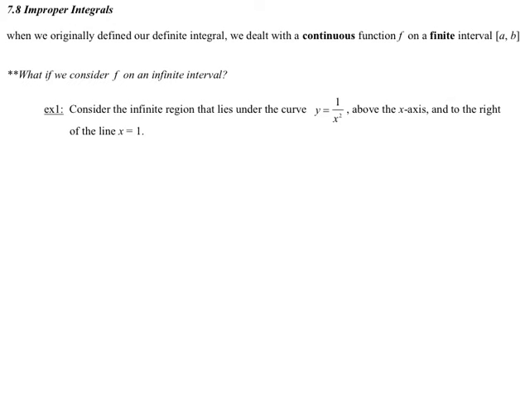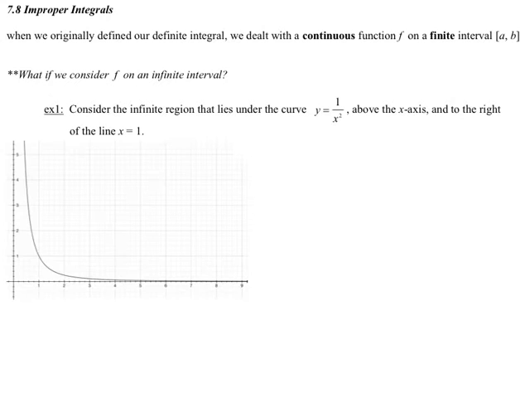So I want to consider the infinite region that lies under the curve y equals 1 over x squared, above the x-axis, and to the right of the line x equals 1. Let's take a look at what this looks like. Okay, so I have the graph of y equals 1 over x squared, and I want the region above the x-axis and to the right of x equals 1.